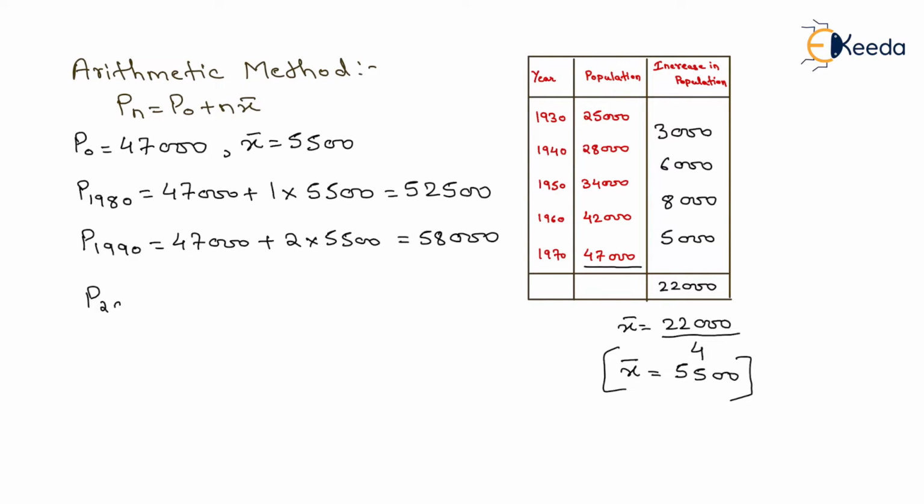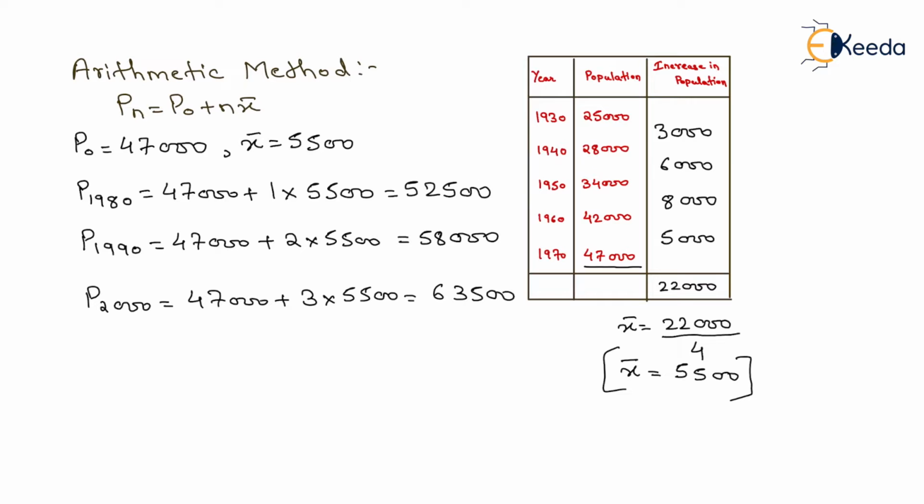Now if we want to calculate the population of 2000, the initial population will be 47,000. The value of n will be 3 decades after 1970, and the increase in population per decade is 5,500. So it comes out as 63,500. This is the value of the population as per the arithmetic method.